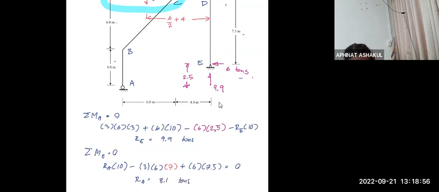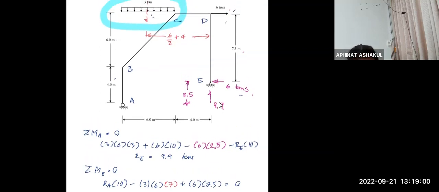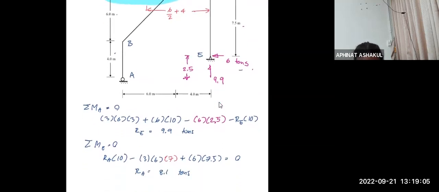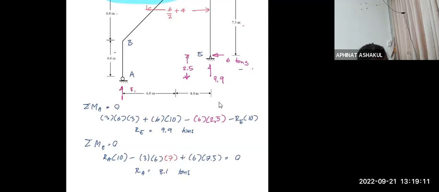Looks nice. 8.1 plus 9.9, that's 18 in total, and the uniform load resultant is equal to 18. So it looks like we have the correct reactions. I just want to arrive at member BC a little bit if possible, so that next time we can begin at BC right away. So let's just take a few more minutes.